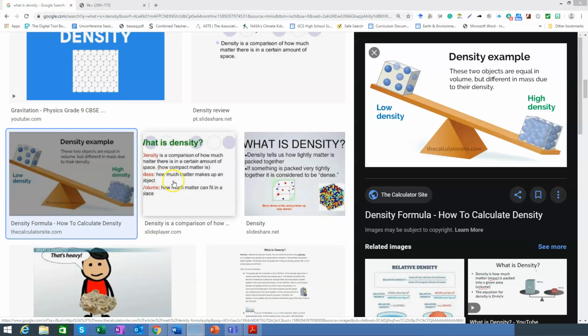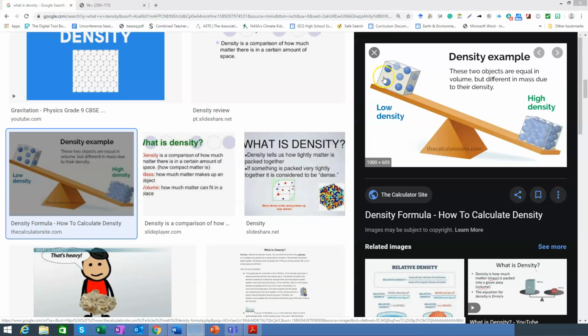And it tells us that mass is how much matter makes up an object, and volume is how much matter can fit in a place. So when we think about density, we want to think about how tightly matter is packed together. If something is packed very tightly together, it is considered to be dense.